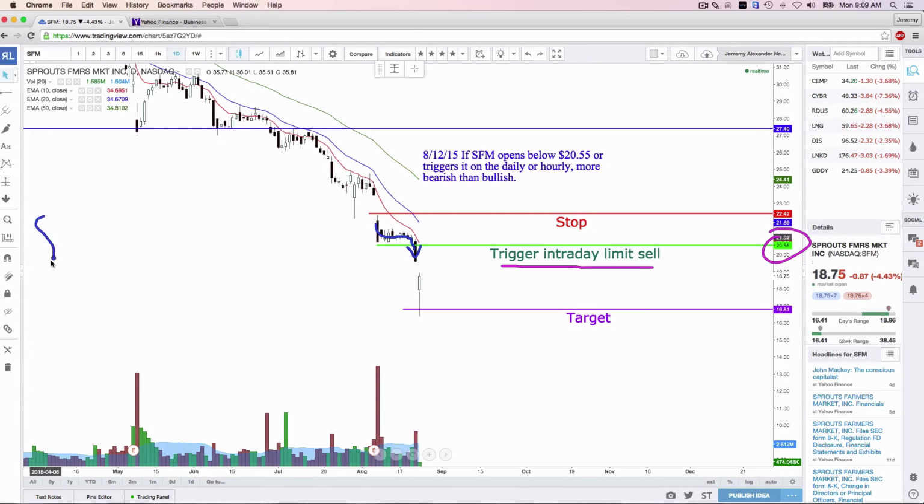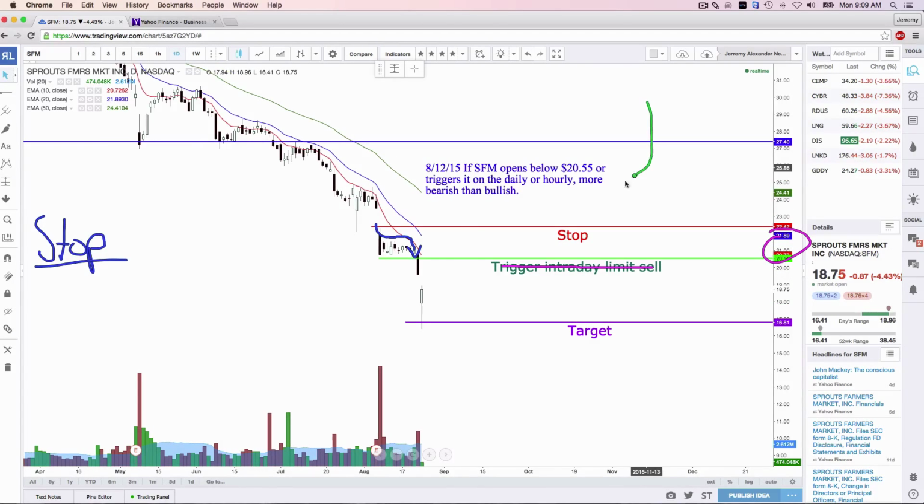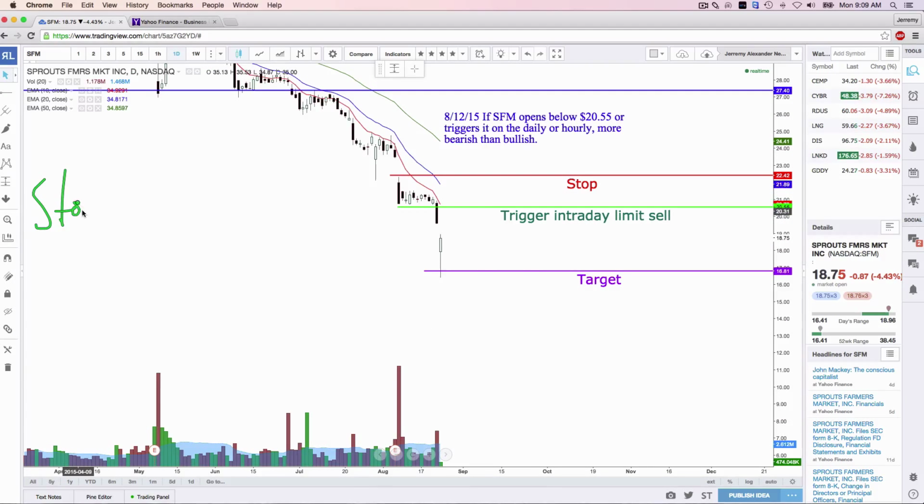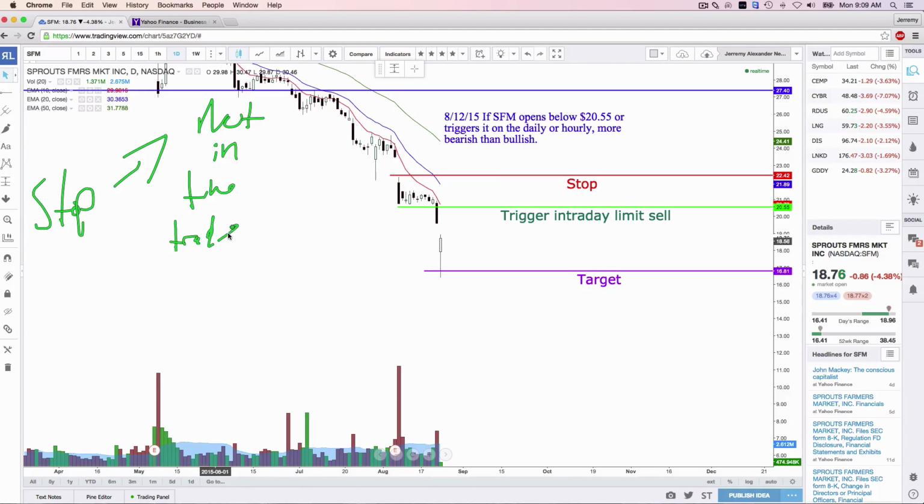So you would do what's referred to as a stop order. Now notice this says stop right here. There are two different types of stops, believe it or not. Well, maybe even three. There's a stop when you are not in the trade. Not in the trade. So you're not in at all. Okay? And then there's a stop where you are in the trade.